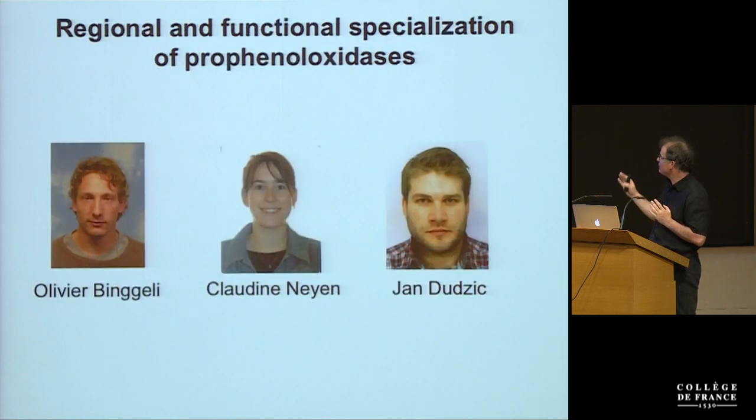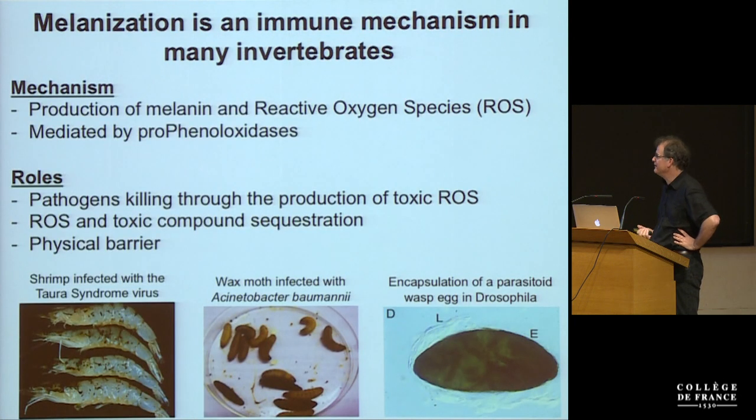So now, to finish, I will show you a little story that we have done on prophenol oxidase. This was done by two PhD students, Jan Dudzik and Olivier Binggeli, with the help of a postdoc. So what is melanization? This is the most striking immune reaction in invertebrates, but it is not conserved in mammals. It involves production of melanin and reactive oxygen species.